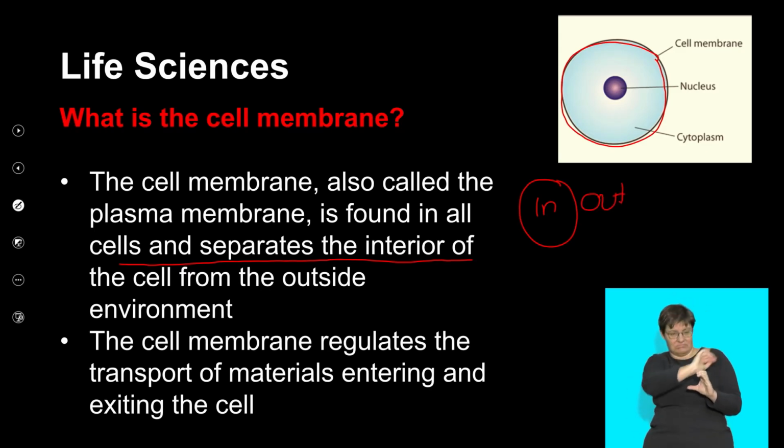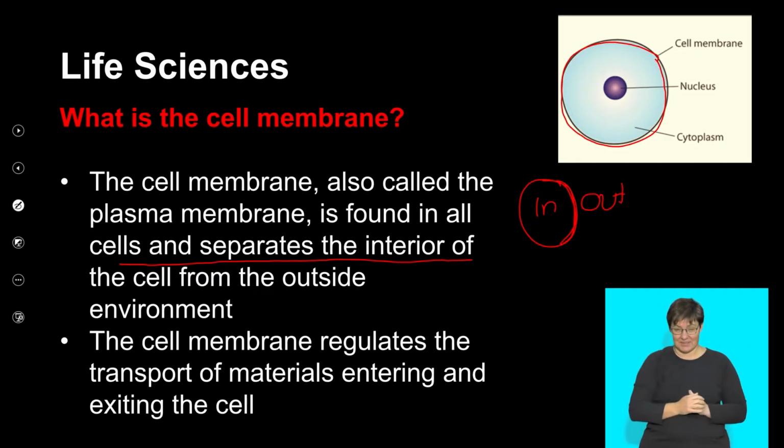So there are things that should be in the cell, and there are things that should be outside the cell. And what controls that is the cell membrane. It's like putting a fence around your yard. What should be yours is in, and what is not yours might be on the outside.